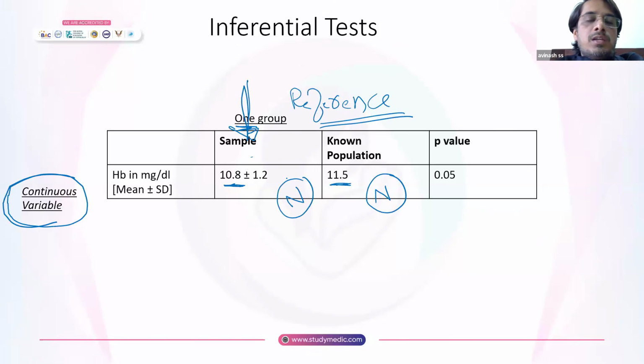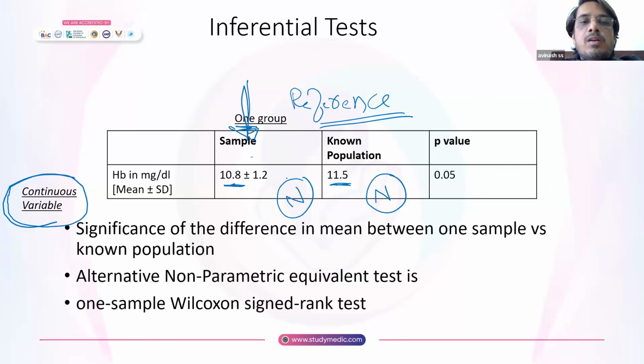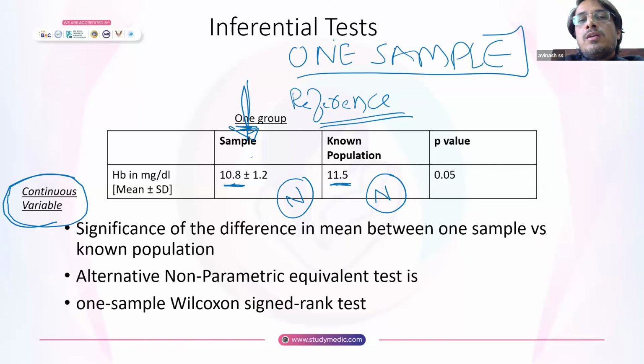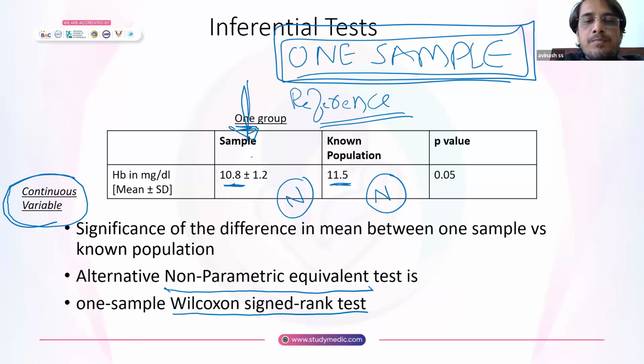So in such a state, if you want to find out a difference of a continuous variable in a known sample from the reference group, and if the data set is normally distributed, we use the test called the one sample t-test. When we use this, we compare one sample against the population value. If it is not normally distributed, the non-parametric equivalent is called the one sample Wilcoxon signed rank test.